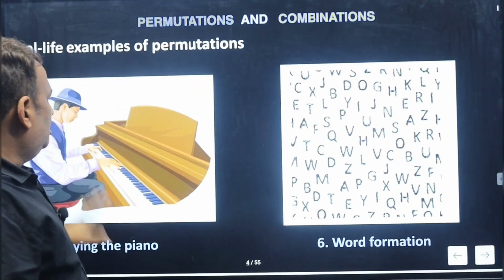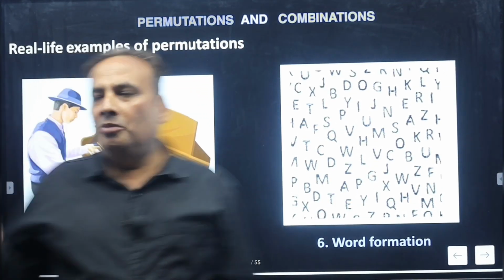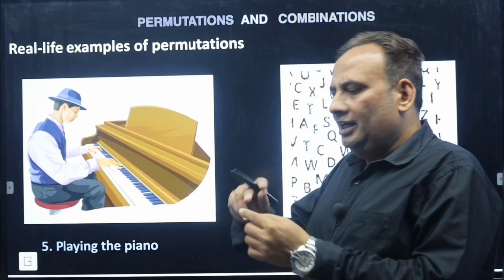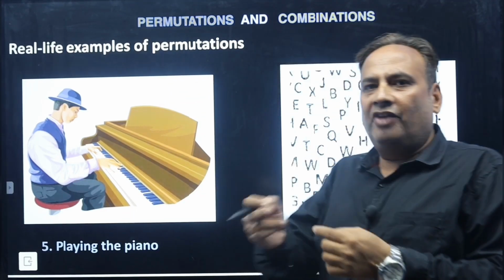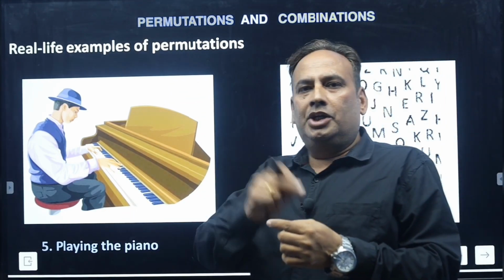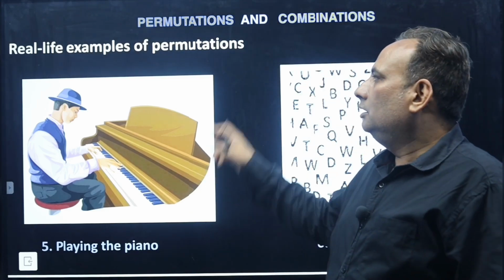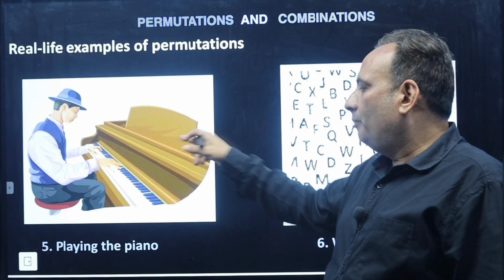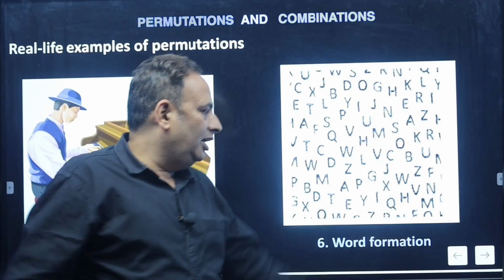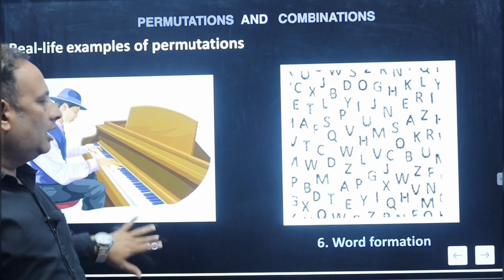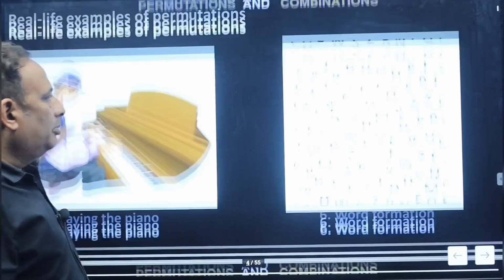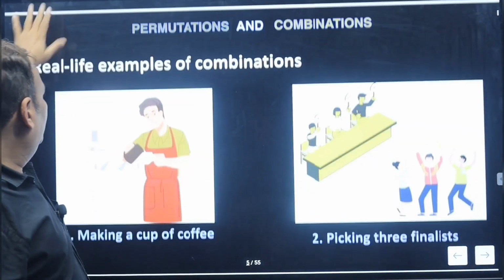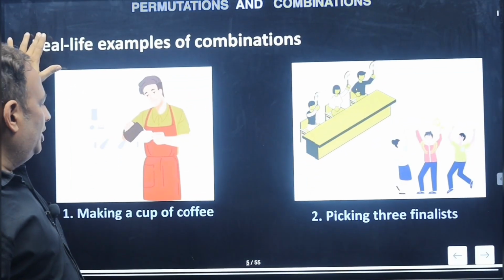Suppose a person is playing the piano. In a piano, if any particular note is different or any particular note is arranged in some other order, then the music pattern will be different. So that is an example of permutation. And here you can see a lot of word formation problems are also there, which are part of permutations.